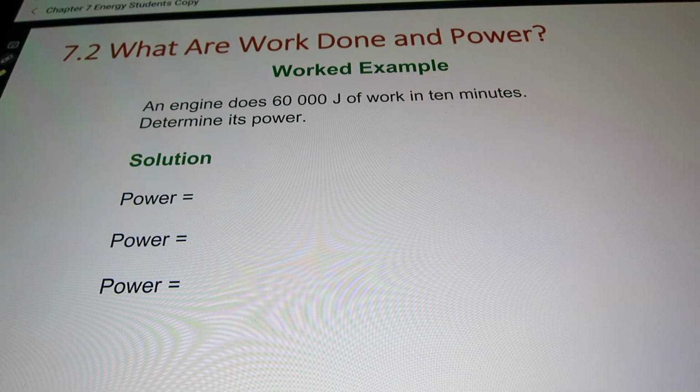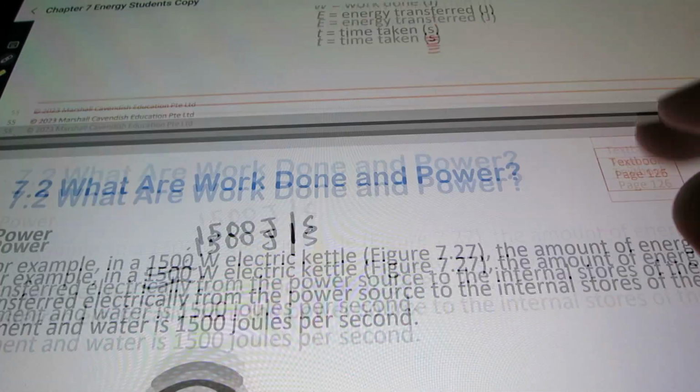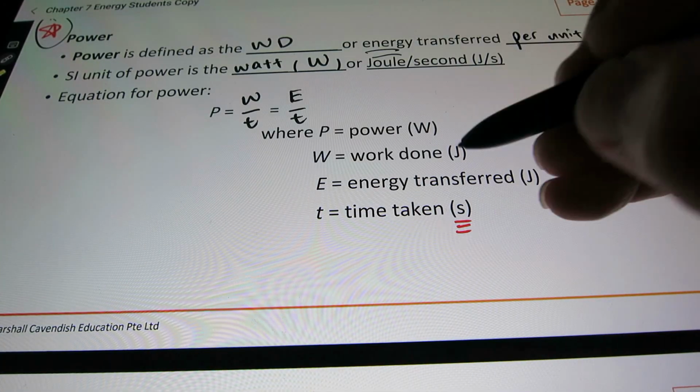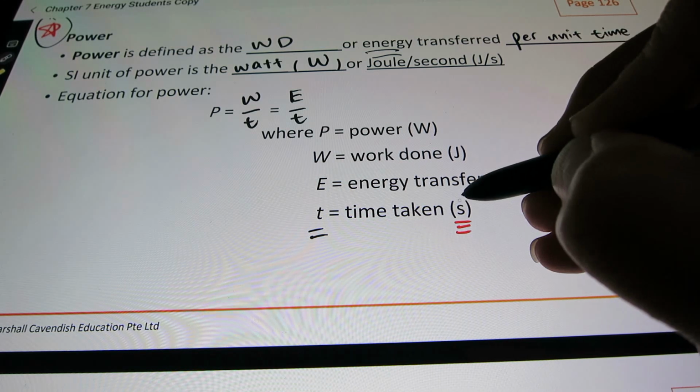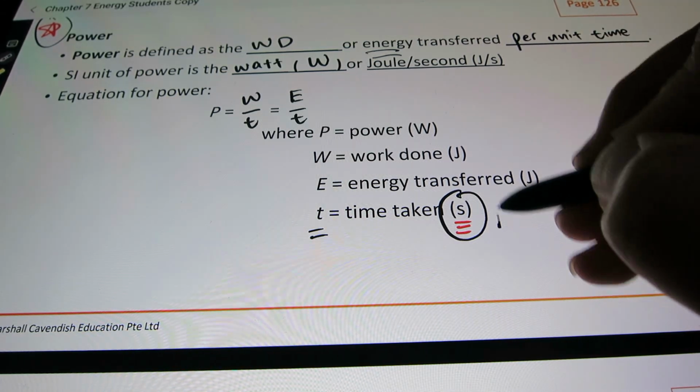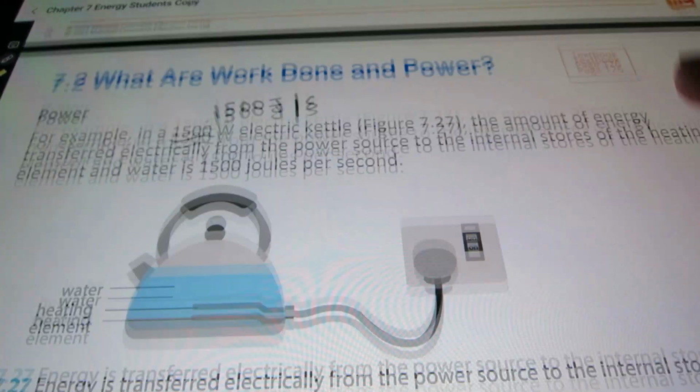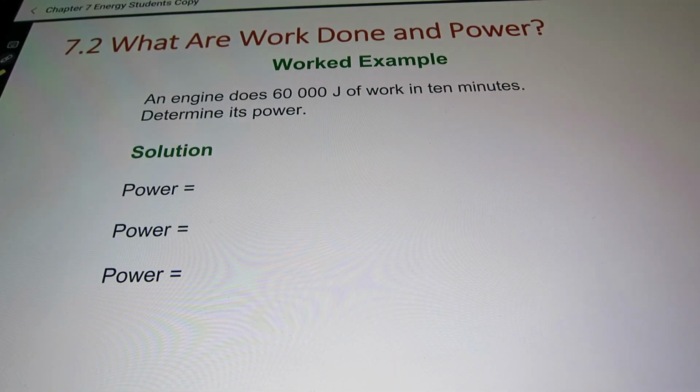Now, so let's look at the question. Sorry, I just wanted you to take note. I think I missed this out here. The time must be in seconds. This is important. So let's look at a simple question. You can pause and you can attempt the question first before getting back here.